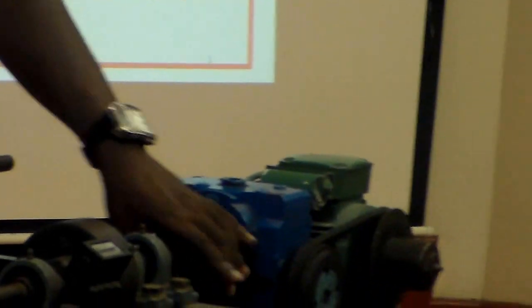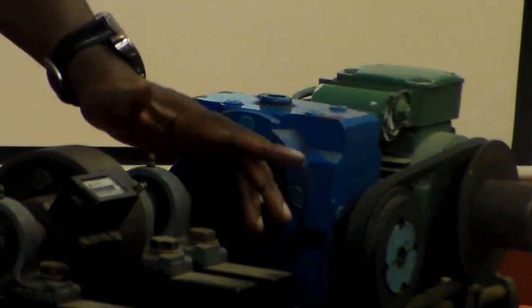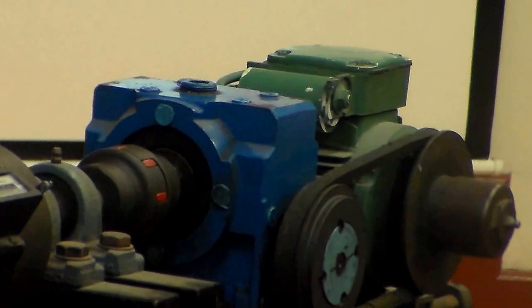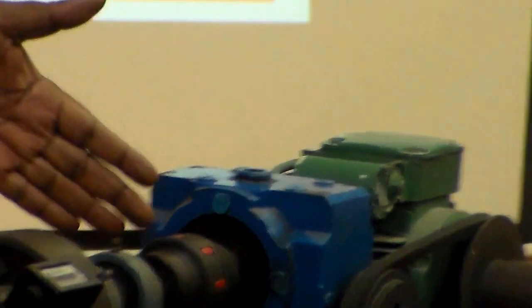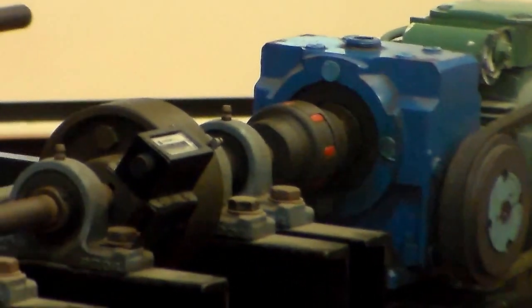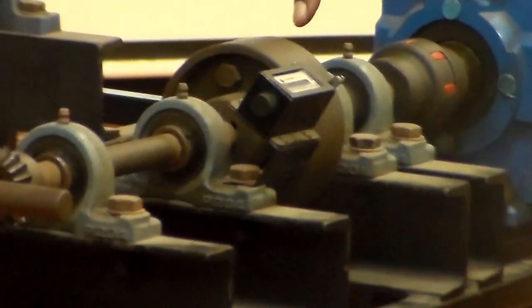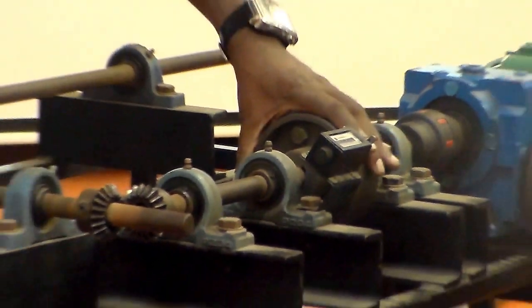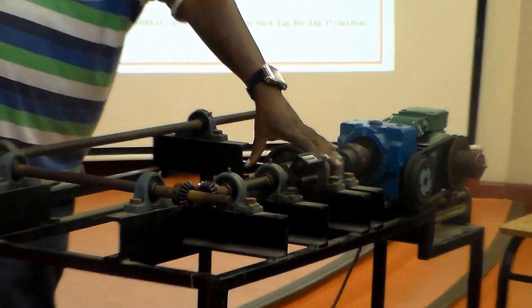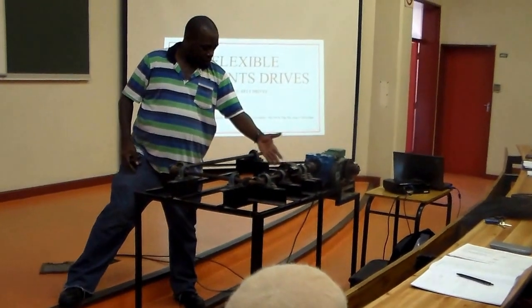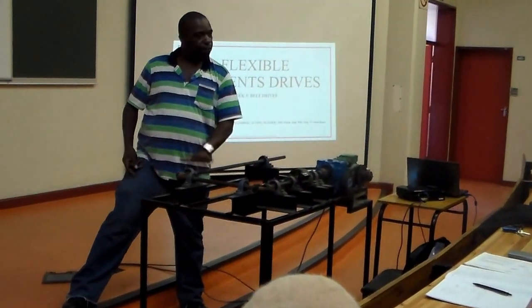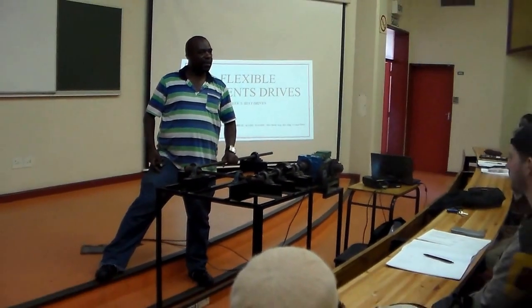You have a clutch here. This is actually a clutch. You have a clutch here which you can disconnect. If we want, we can disconnect this side here from the power supply. Then we have a coupling here, okay? Which again we can use to disconnect from this side here.